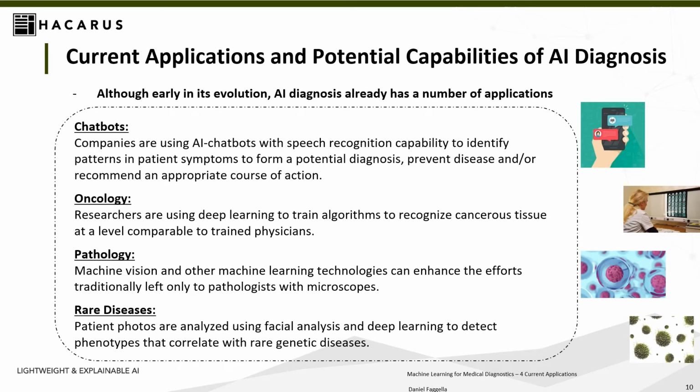There are also applications in oncology, where researchers are using deep learning to train algorithms to recognize cancerous tissue at a level comparable to trained physicians. Applications in pathology include machine vision and other machine learning technologies that enhance conventional techniques. There are also use cases for rare diseases. Patient photos are analyzed using facial analysis and machine learning to detect phenotypes that correlate with rare genetic diseases.